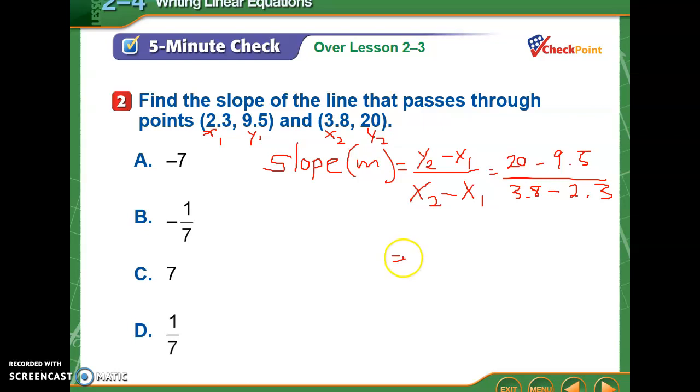All right, so what is 20 minus 9.5? So you will get 10.5 over 3.8 minus 2.3. So 8 minus 0.3, so you get 0.5. And then 3 minus 2, that gives you 1. Alright, so simplify 10.5 divided by 1.5. And then I got 7. Okay, so slope of the line is 7.